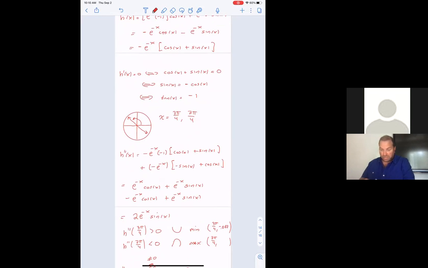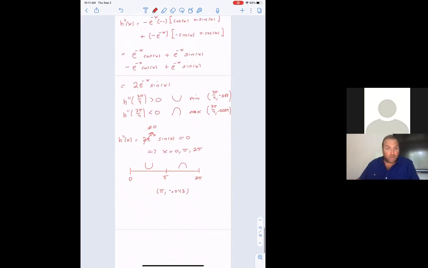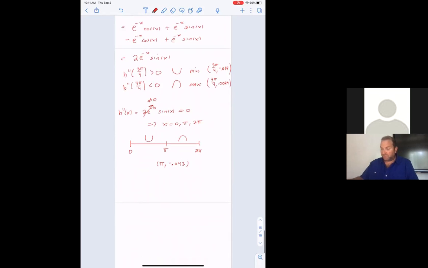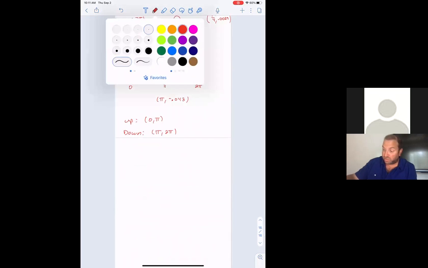0.067, and e to the negative 7 pi over 4 cosine of 7 pi over 4 gives us 0.0029. And I know that's not the right number of significant figures, but I kind of ran out of room. Sue me. Okay. And of course, we want the intervals of concave up and concave down. So it's up from 0 to pi, and it's down from pi to 2 pi. Okay. And then we go to question C.